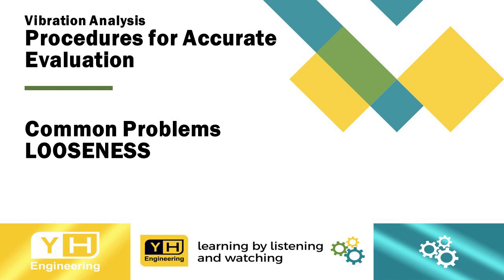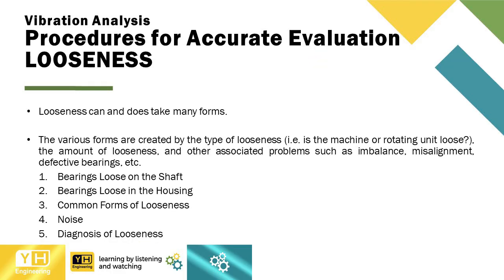Vibration analysis. Procedures for accurate evaluation of machinery condition. Common problems. Looseness. Looseness can and does take many forms. The various forms are created by the type of looseness, that is the machine or rotating unit loose, the amount of looseness, and other associated problems such as imbalance, misalignment, defective bearings, etc.